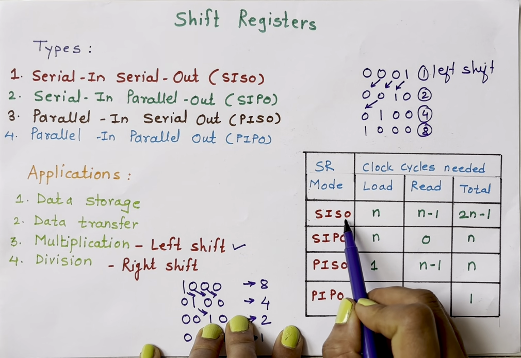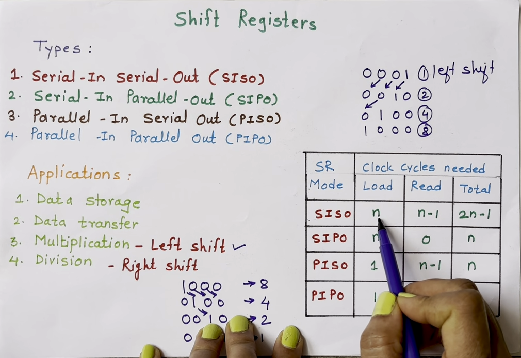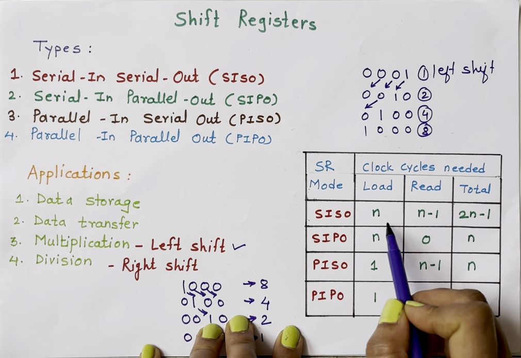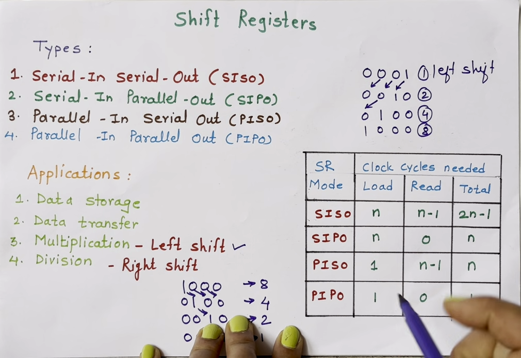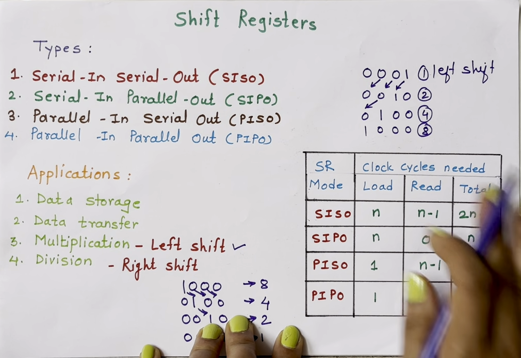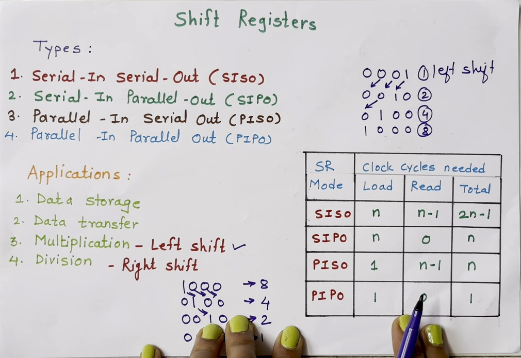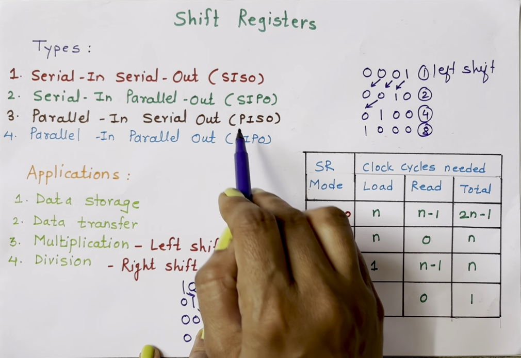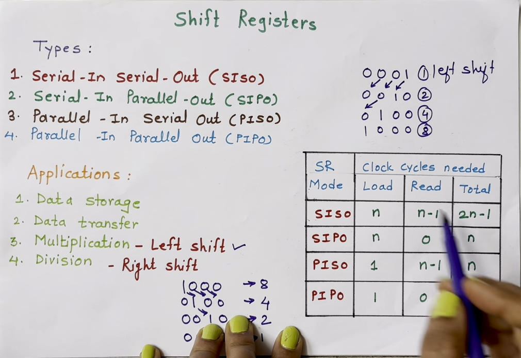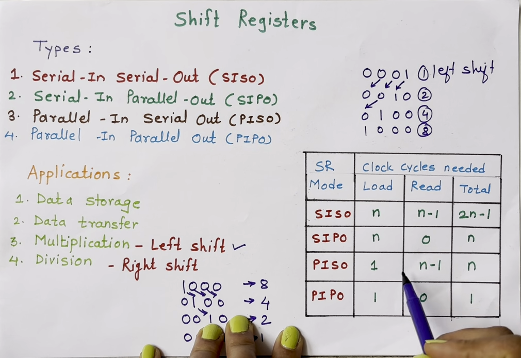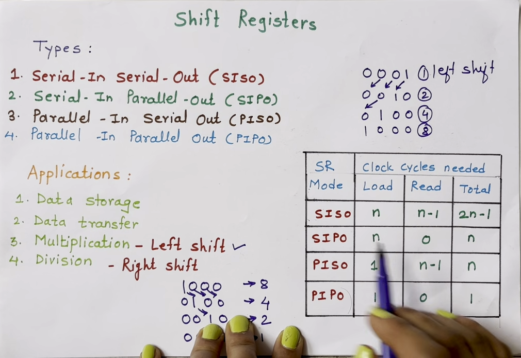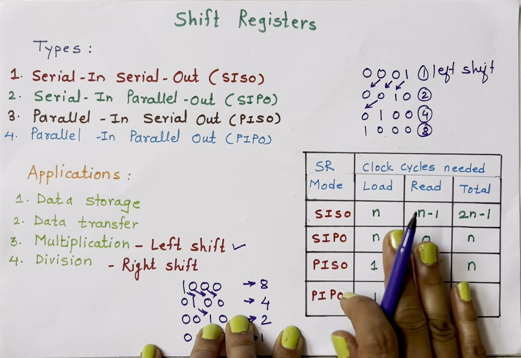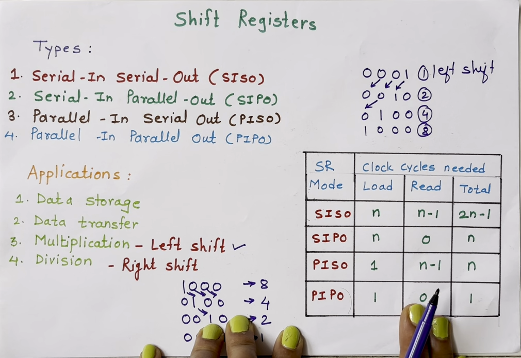In serial in, serial out, the number of clock cycles to load data are n. N means number of bits. If my shift register is a 4-bit shift register, then it will take 4 clock cycles. I'll verify this table when I explain each and every type in detail. Now you won't understand why it is n, why it is n minus 1, but while explaining every shift register in detail, you'll understand this. So this table is also very important.